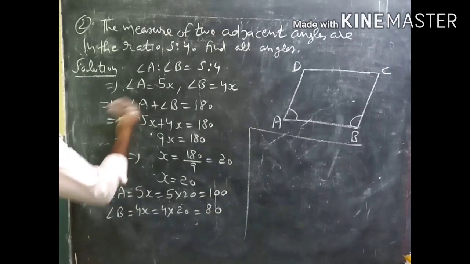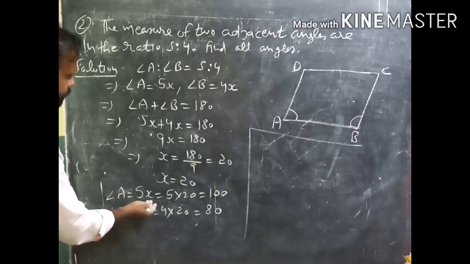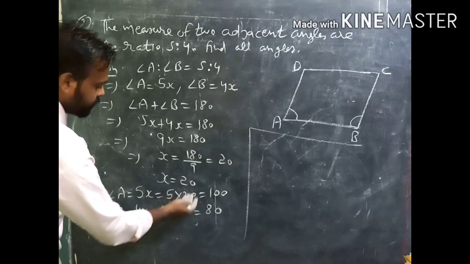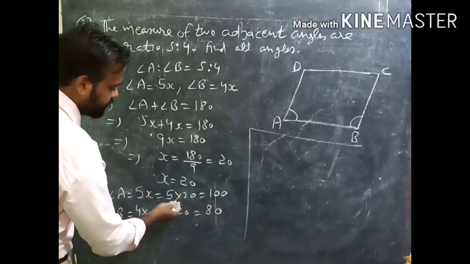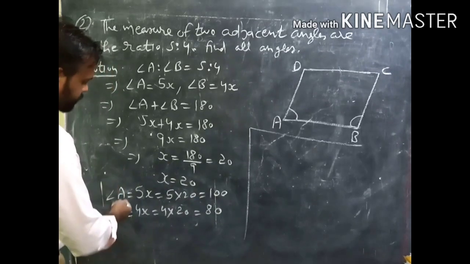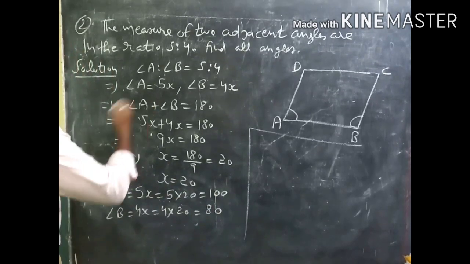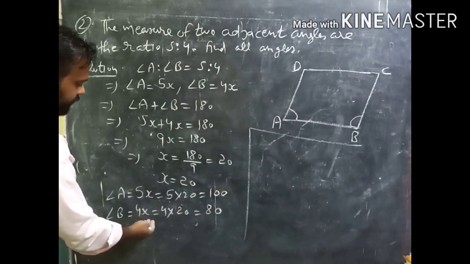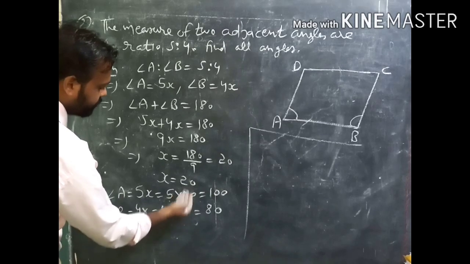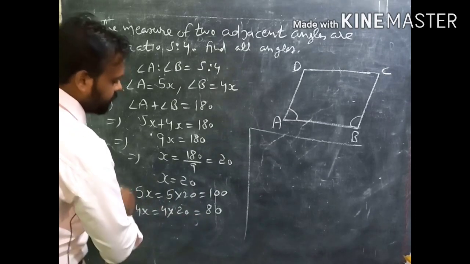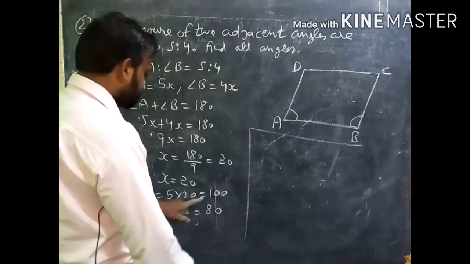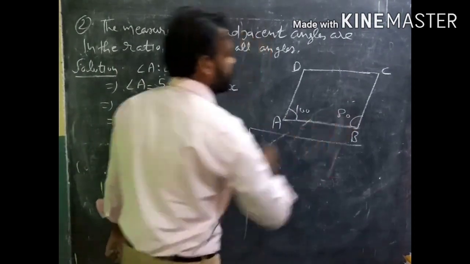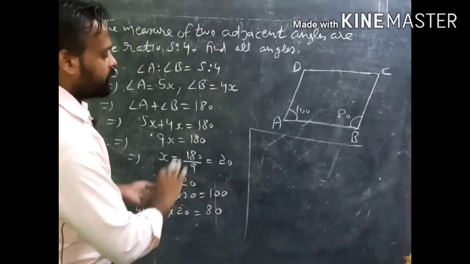Now put the value of x here, so we can find the exact values of the angles. Angle A is equal to 5x, meaning 5 multiplied by x, and the value of x is 20, so 5 into 20 is 100. So angle A is of 100 degrees. Now angle B is 4x, 4 into x, the value of x is 20, and 4 into 20 is 80. So like this way we find angle A is 100 and angle B is of 80 degrees.